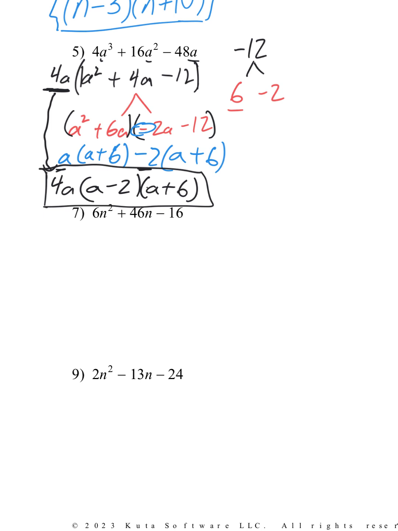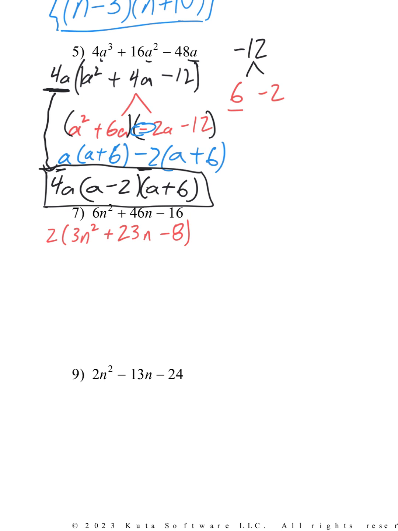Number 7 is a little bit interesting. So let's start the same way we started before. Let's take out a GCF. What you'll notice is our GCF in this case is going to be 2. So I can divide all of these by 2, and we'll get something like this: 2 times 3n squared plus 23n minus 8.